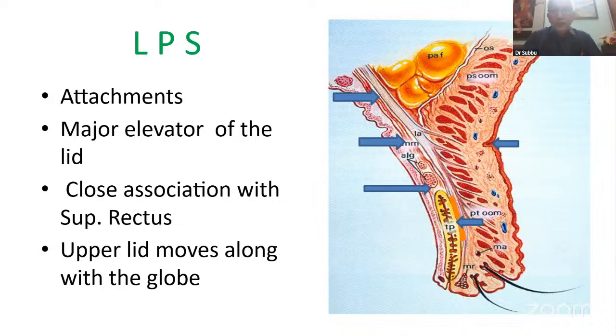It has a close association with the superior rectus because of the attachments. That's why whenever the patient looks up, the lid also goes to the same extent. If it doesn't happen, the lid obstructs the vision. So the upper lid should move along with the eyeball. Then only the vision is not interfered with. So there is a close association between LPS and superior rectus muscle, and the upper lid moves along with the globe both in upward and downward gazes.